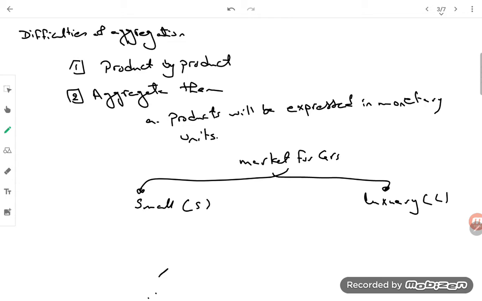If you would like to calculate total production or volume in this case, the number of units produced of small cars is QS, and the number of units produced of large cars is QL, and the price of a small car is BS and BL. So if you would like to calculate volume or to compare production in two different years, we have year T and year T plus 1.